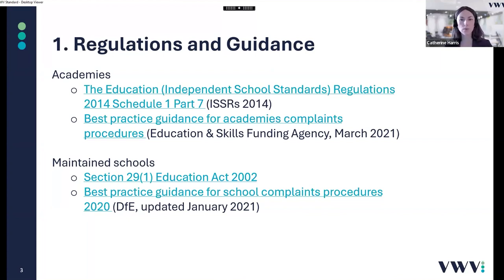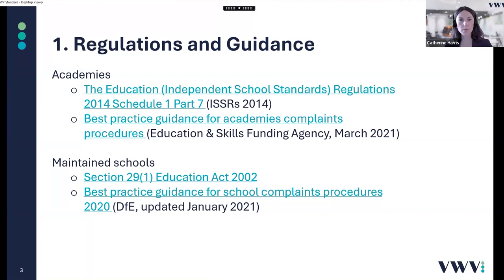For maintained schools, it's the Education Act 2002 that applies, and that sets out that all maintained schools and maintained nursery schools must have and publish procedures to deal with all complaints relating to their school and any community facilities or services that the school provides, for which there is no separate statutory procedure. They must also have regard to any guidance given from time to time in relation to England by the Secretary of State, and that includes guidance from the Department for Education.